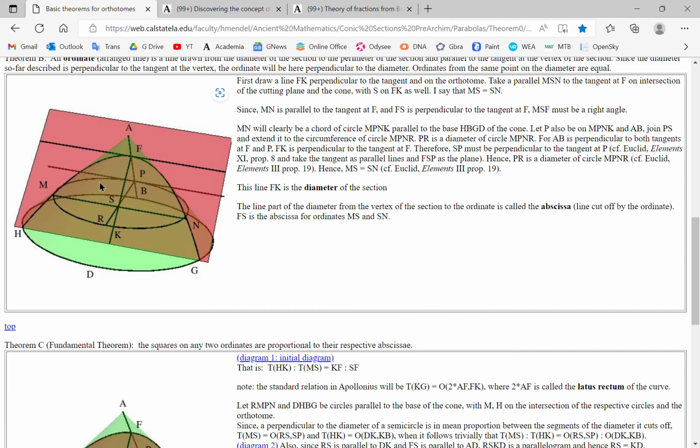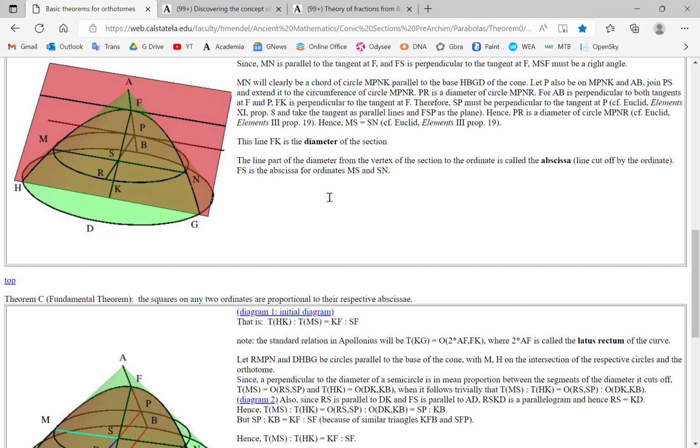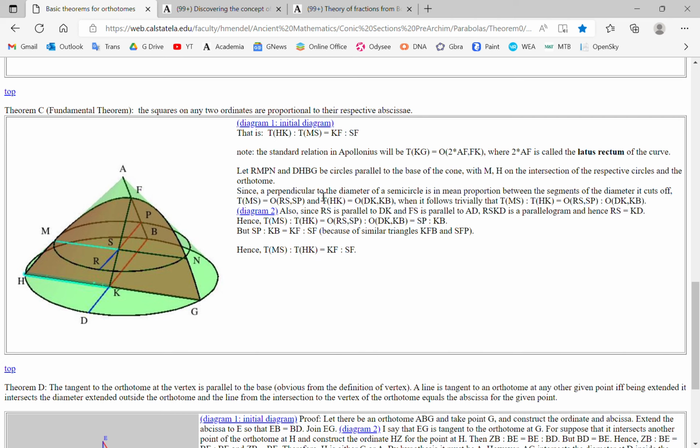As you'll see on the left here, you've got an orthotome and a parabola and a cone, and it shows you all the points of intersection, which are curves, lines, and circles. Well, everything actually is a curve if it's not a point or a line. And then they go on to show you how Apollonius proved these things.